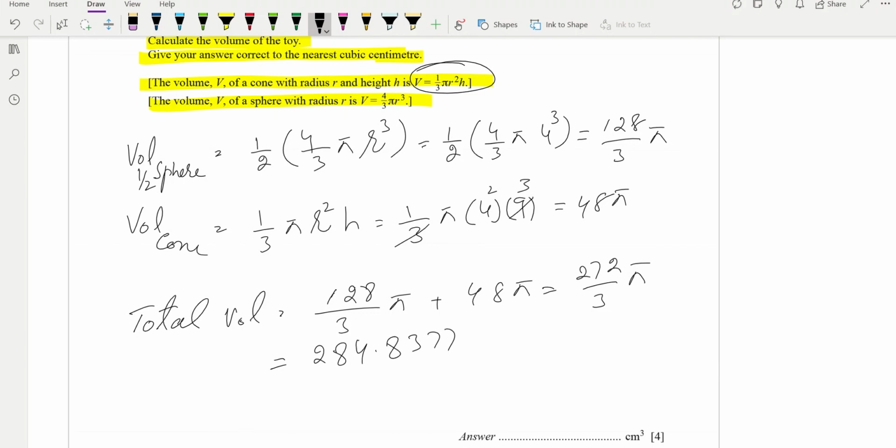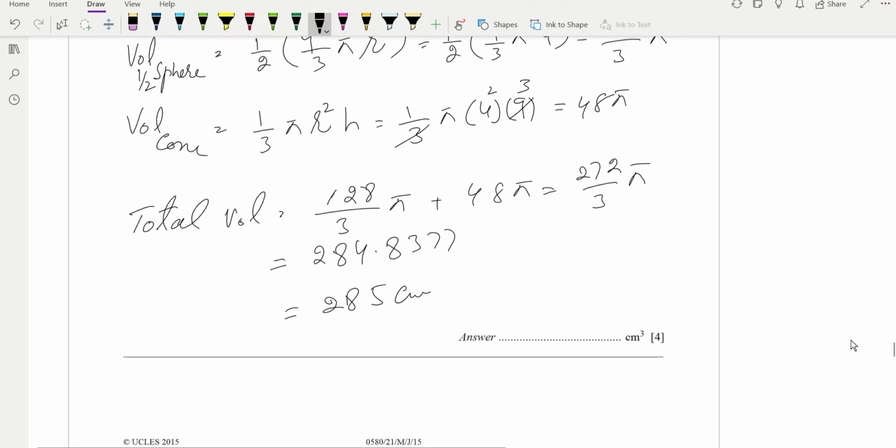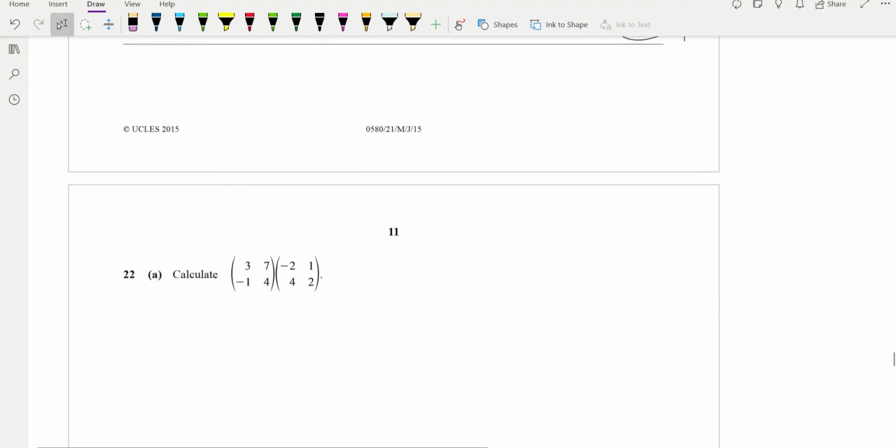284.8377, and we can round. They are saying nearest cubic centimeter, so this will be equal to 285 cubic centimeter. So 285 cubic centimeter will be our answer. 4-mark question which we have done.